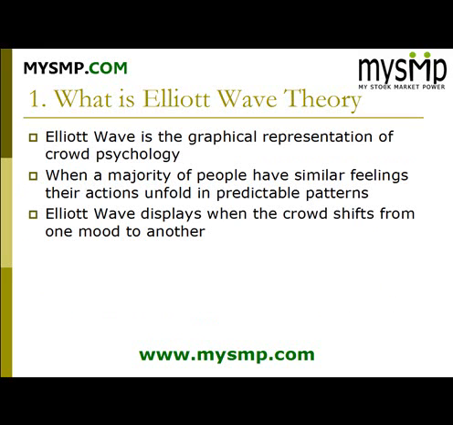Again, when a majority of people have similar feelings, their actions unfold in predictable patterns. Elliott displays that when the crowd shifts from one mood to another, this can be displayed in his five-wave pattern. As you've seen, even today, in the 2008-2009 credit crisis, everyone in the world pretty much feels that the party's over in real estate. You have to save more. You can't spend and consume as much. And of course, this has led to a reaction in the market. Everyone feels the same way. The market goes down in unison, and it goes down hard.